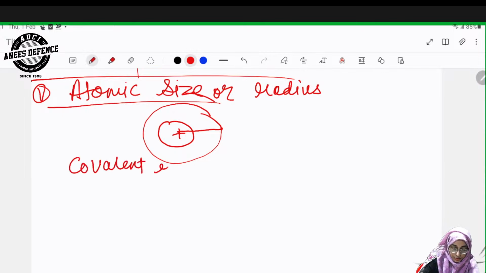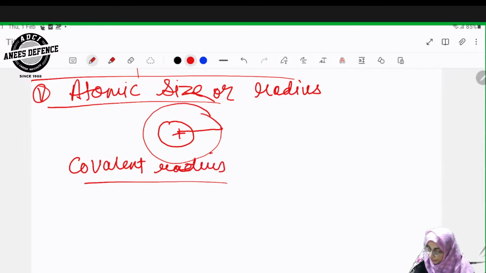Covalent radius. A covalent molecule is a molecule formed by the sharing of electrons. The covalent radius is half of the distance between the nuclei of two atoms that are the same or similar in a covalent molecule. It is also known as the covalent radius.